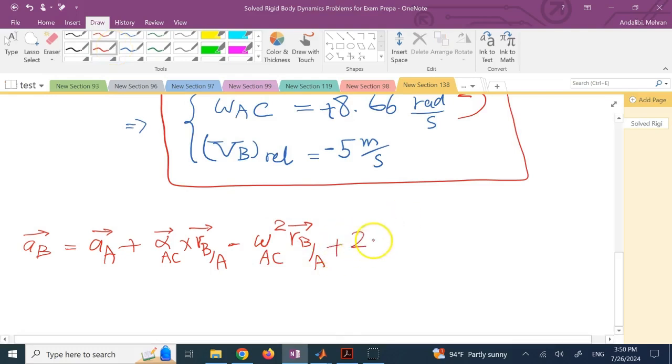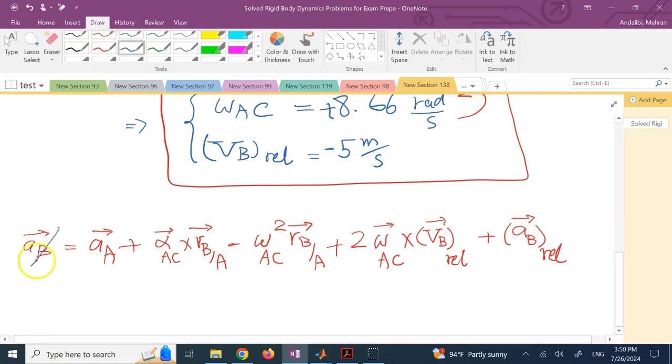And then plus 2 omega AC, this is the vector now, cross VB relative, and then plus AB relative. AB relative to what again? To member AC. So here we have 5 terms you need to figure out. And AB again here is 0 because this is absolute with respect to the ground. B is a pinpoint.